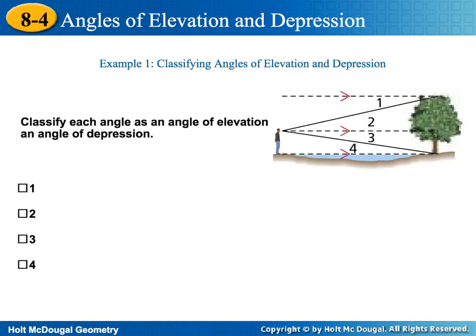All right, so they want you to classify each as an angle of elevation or an angle of depression. Basically all you're doing is asking, is your line of sight on the bottom or is your line of sight on top? If it's on bottom, it's elevation. If it's on top, it's depression. So looking at angle 1, I see that my line of sight is on top, so this is angle of depression. For 2, the line of sight is right here, so this is an angle of elevation.